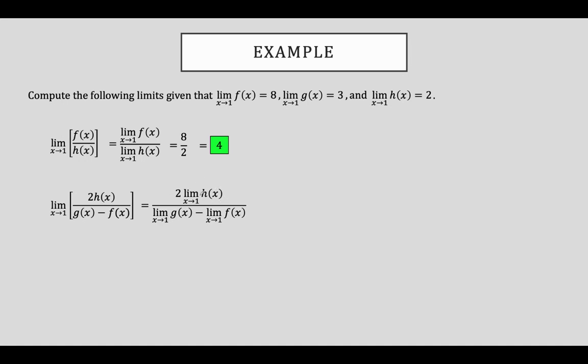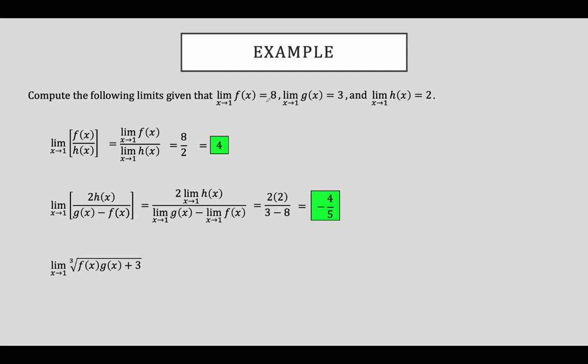And now we can replace each one of these quantities. We know that the limit of h of x as x approaches 1 is 2. We know that the limit of g of x as x approaches 1 is 3. And we know that the limit of f of x as x approaches 1 is 8. So we substitute those values in. We have 2 times 2 divided by 3 minus 8, leaving us with negative 4/5 as our final answer.